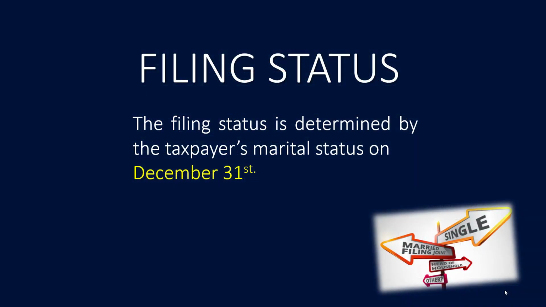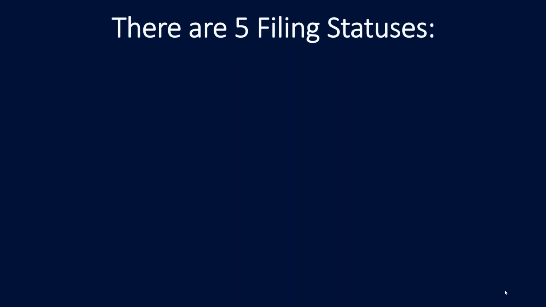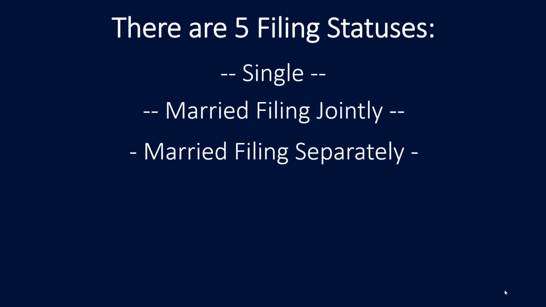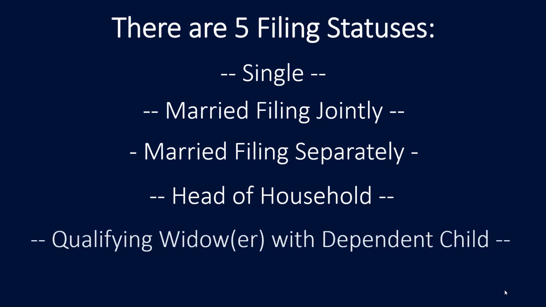The filing status is determined by the taxpayer's marital status on December the 31st. There are five filing statuses: single, married filing jointly, married filing separately, head of household, and qualifying widow or widower with a dependent child. First, the single filing status.